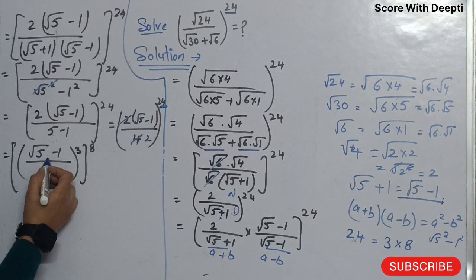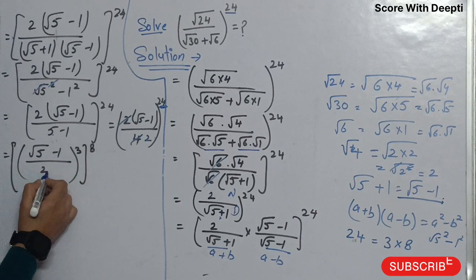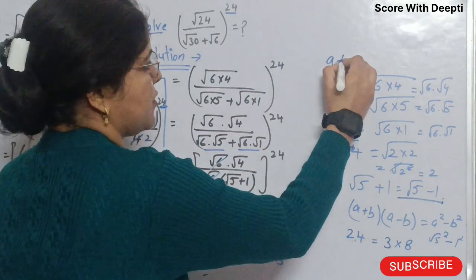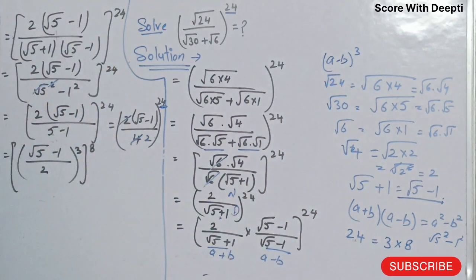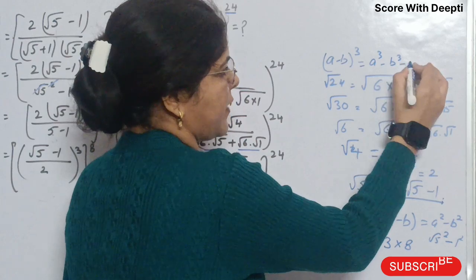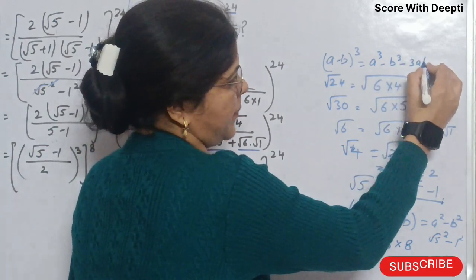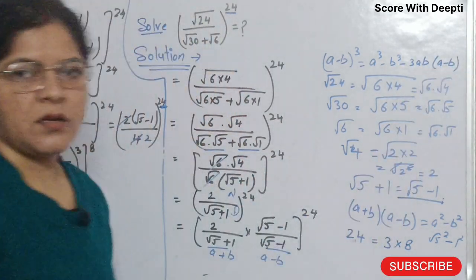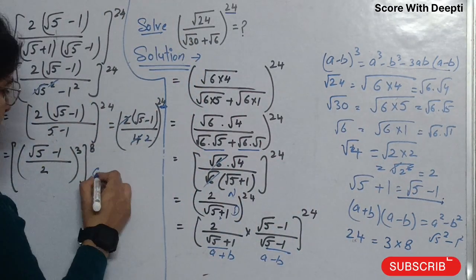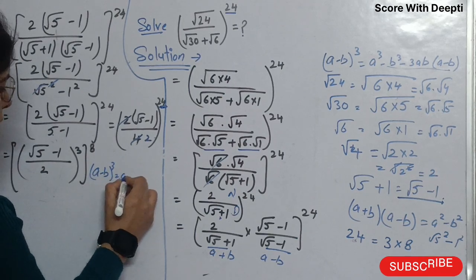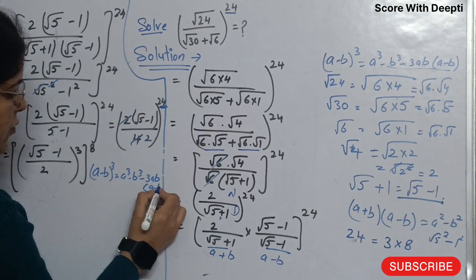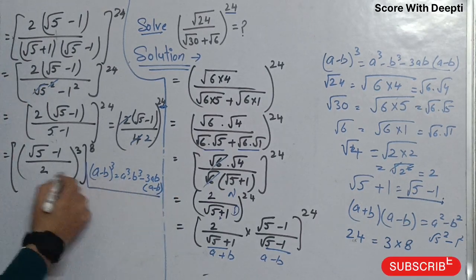First, this is the numerator and this is the denominator. In the numerator there is (a − b) whole cube, and the formula for (a − b) whole cube is a cube minus b cube minus 3ab into (a − b). We apply this formula here. We write (a − b) whole cube equal to a cube minus b cube minus 3ab into (a − b). Apply this formula here.